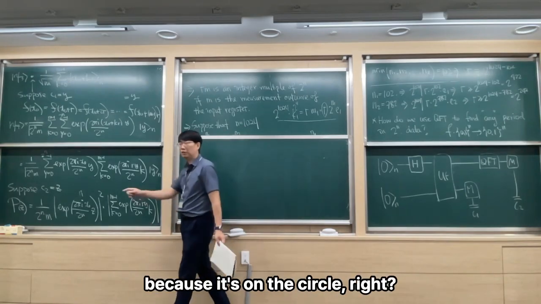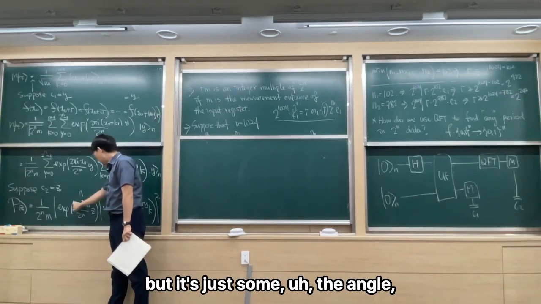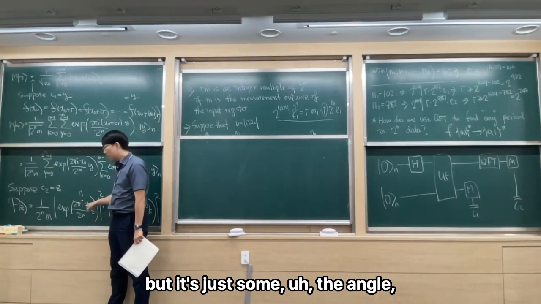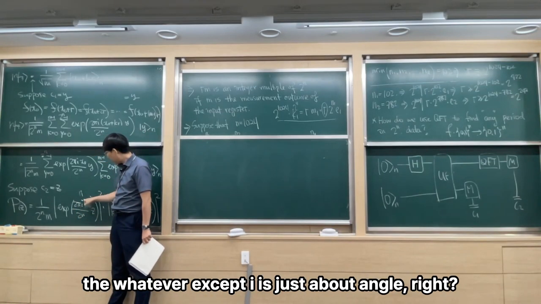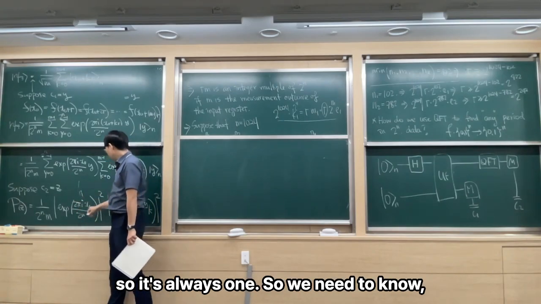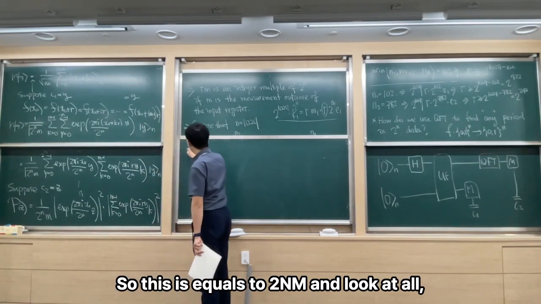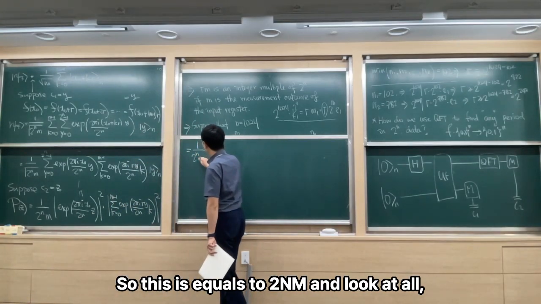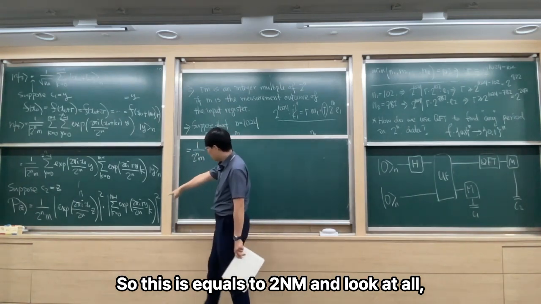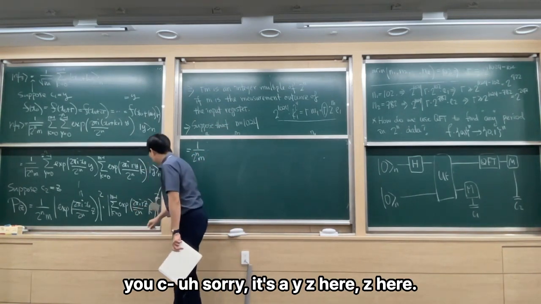Yes, 1, because it's on the circle, right? It seems complicated, but it's just the angle, whatever except i is just about angle, right? It's angle times i, exponential theta i, so it's always 1. So we just need to compute this part.